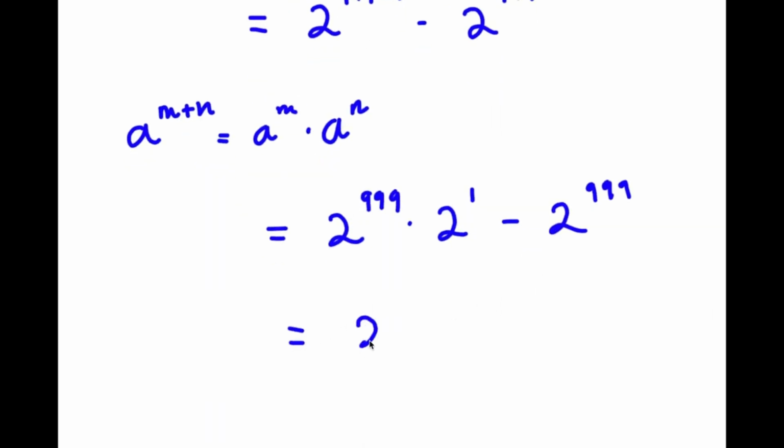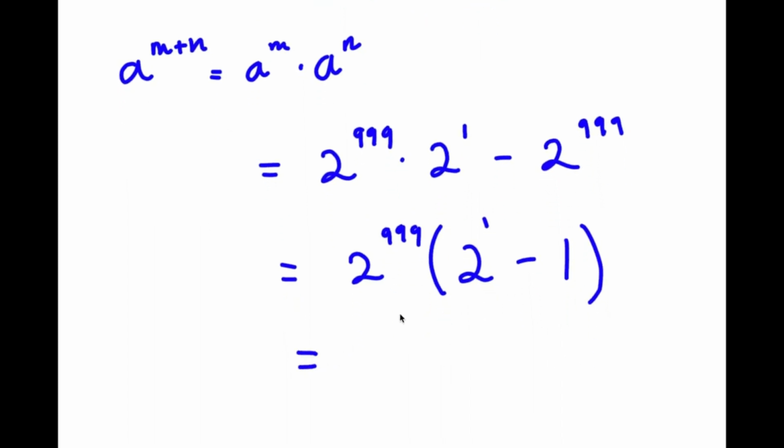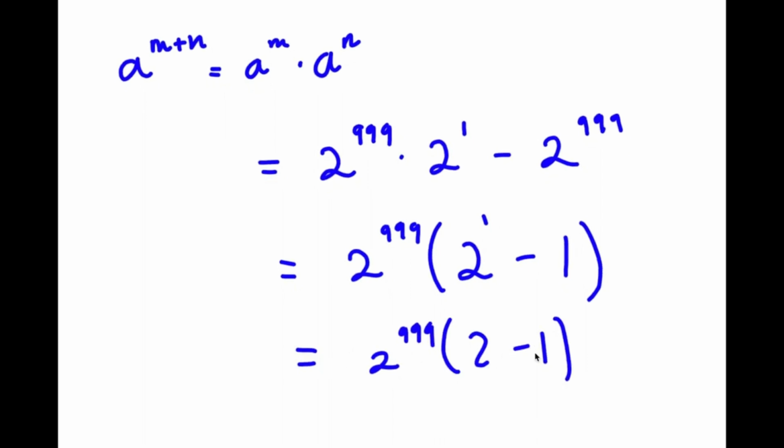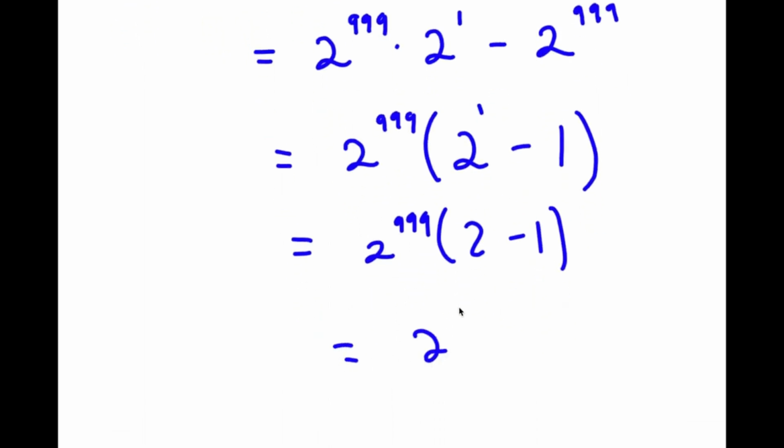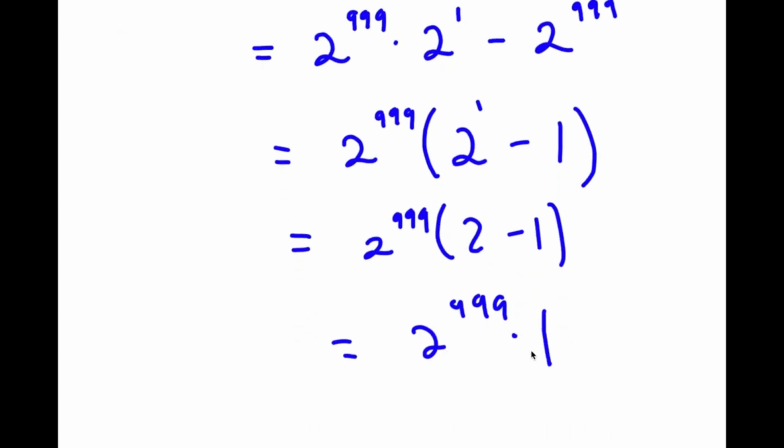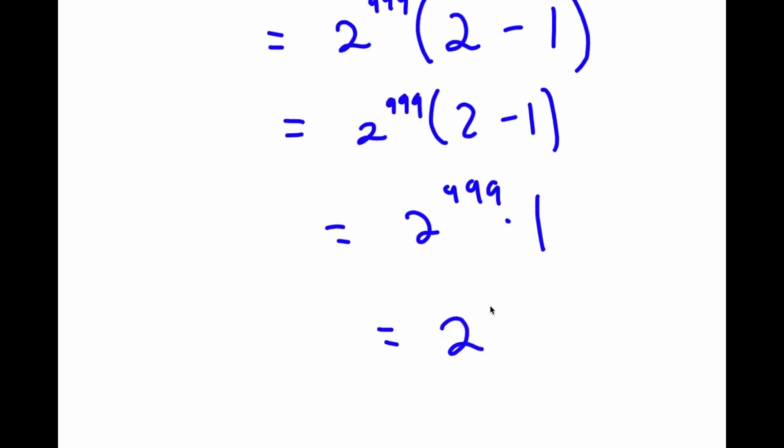Now this is the same thing as 2 to the power of 999 times 2 to the power of 1, divided by 2 to the power of 999, is simply 2 to the power of 1. Now I have this minus 2 to the power of 999 divided by 2 to the power of 999 is 1. 2 to the power of 1 is 2. So now I have 2 minus 1, which is equal to 1. So I have 2 to the power of 999 times 1, which is simply equal to 2 to the power of 999.